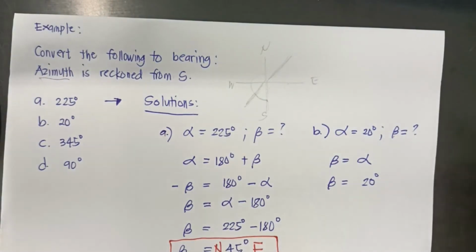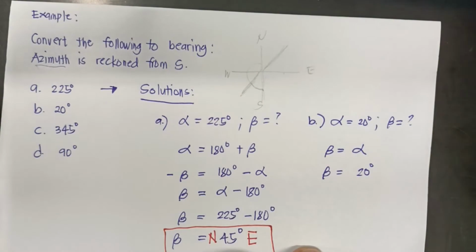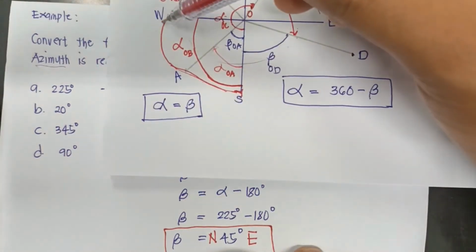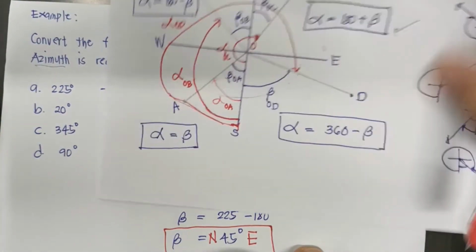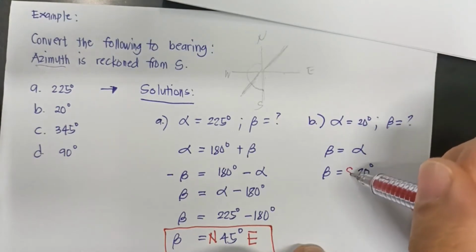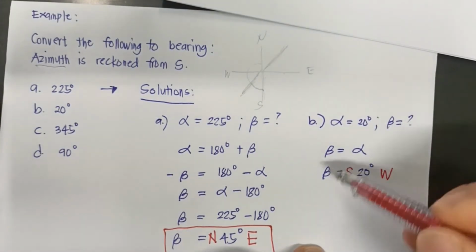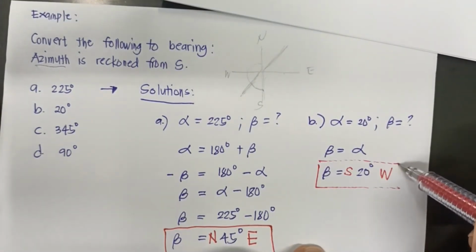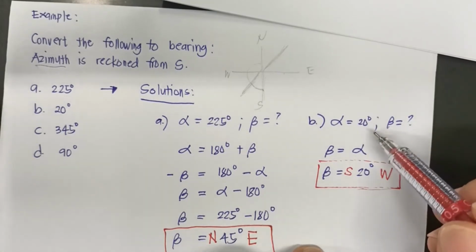And take note, bearing must have a quadrantal direction. So this is in the southwest quadrant, so we have to indicate south and then west. So this is the equivalent bearing for azimuth 20 degrees.